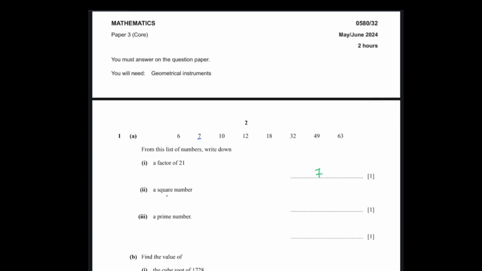Question number 2, a square number. In these numbers, which is the square number? You can check: 6, 7, 10 are not square numbers. 12 is also not. And 49 is a square number because 7 into 7 is 49. Then a prime number. A prime number is a number which does not have any factor other than the number itself and 1. So we can write 7, because all the other numbers are composite numbers. 63 has factors, 32 has, 18 has, 12 has, 10 has, and 6 also has 2 into 3. So the only prime number is 7. Question A is done.